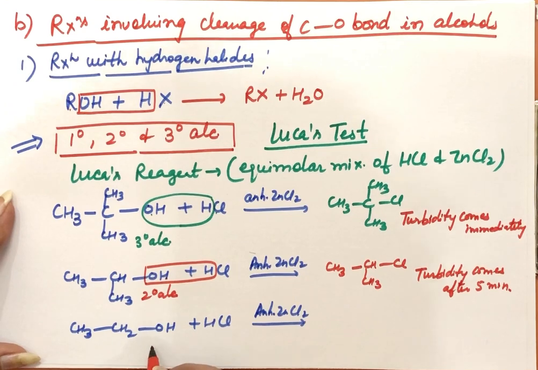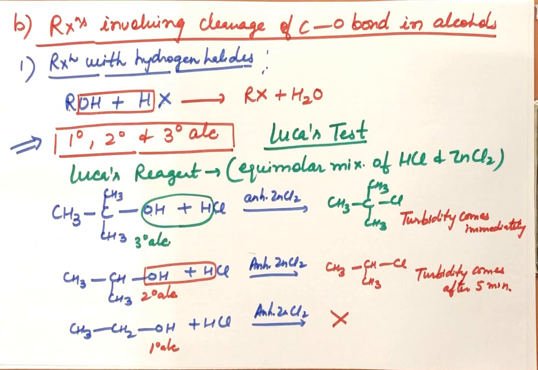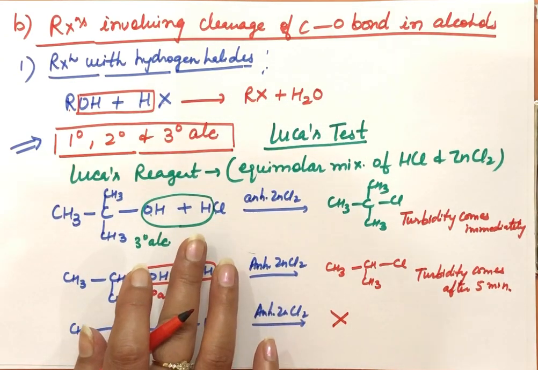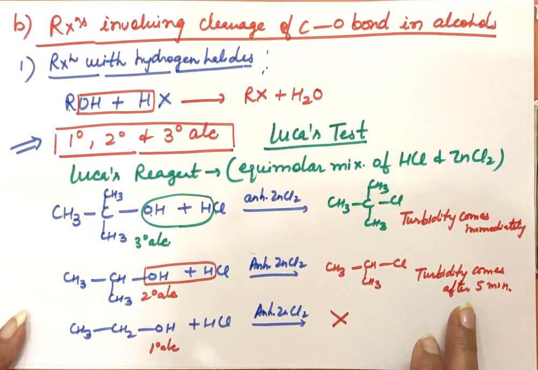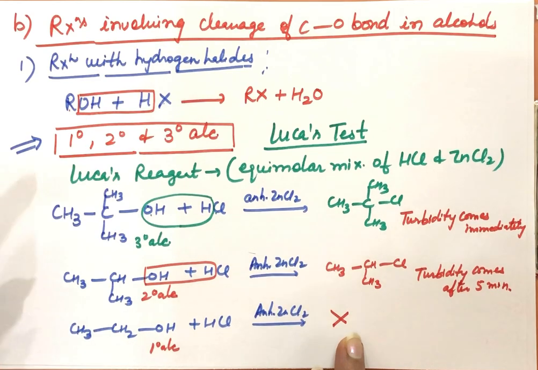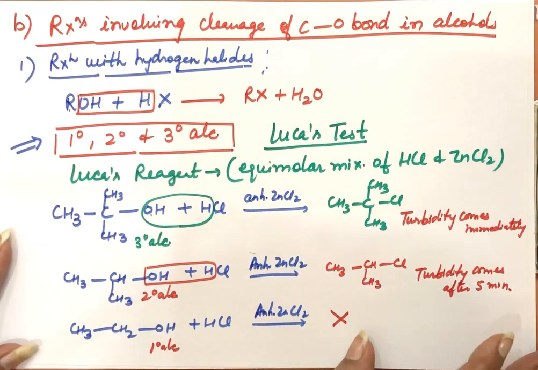While in the case of the primary alcohol sample, when we add Lucas reagent, the reaction will not take place here. So we can distinguish between the three types of alcohols. The sample in which turbidity comes immediately is tertiary alcohol. The one in which it comes after some time is secondary alcohol. The one in which we do not see any milkiness is primary alcohol. From this test we can make out one more thing, the reactivity order of the three types of alcohols. Tertiary alcohols are more reactive than secondary, and secondary alcohols are more reactive than primary alcohols.